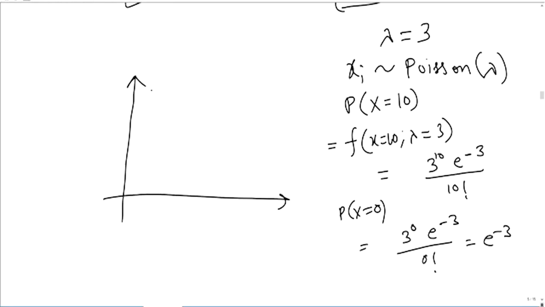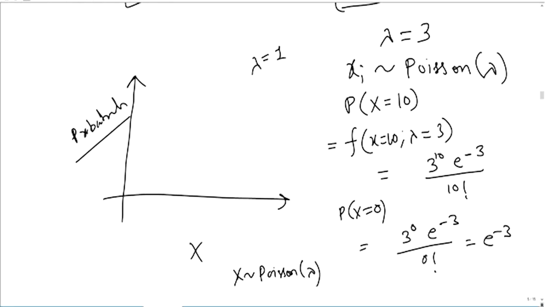On the x-axis, you would have the random variable, say x, which is assumed to have a Poisson distribution. X comes from Poisson lambda. On the y-axis, you would have probability. So what probability is being assigned to each value of x? But you can draw the graph only for a particular value of lambda, because as lambda changes, this graph will change. So let's say lambda is equal to 1.